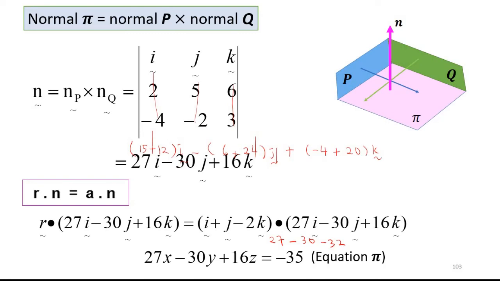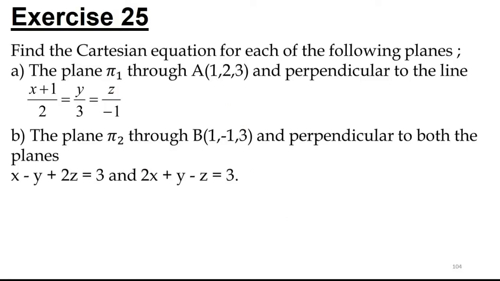Okay, and then exercise 25. Find the Cartesian equation for each of the following planes. The plane pi 1 through A (1, 2, 3) and perpendicular to the line. When you have a plane and it is perpendicular to the line, it means your line is actually the normal of that plane.